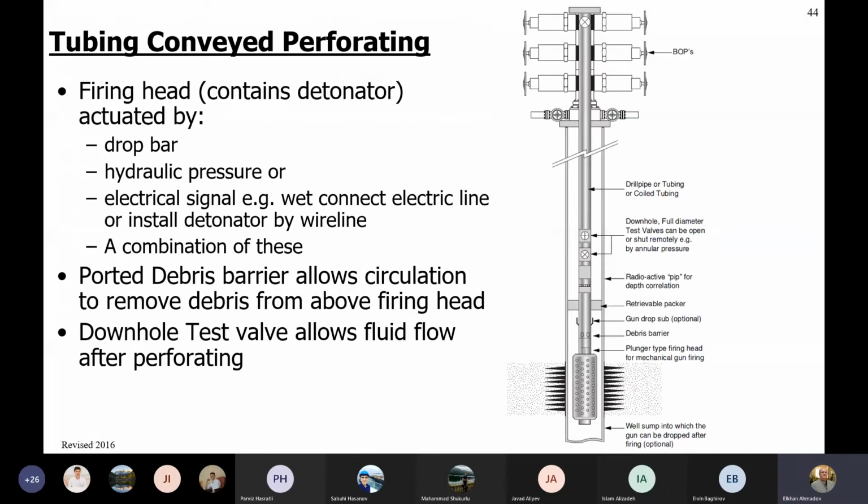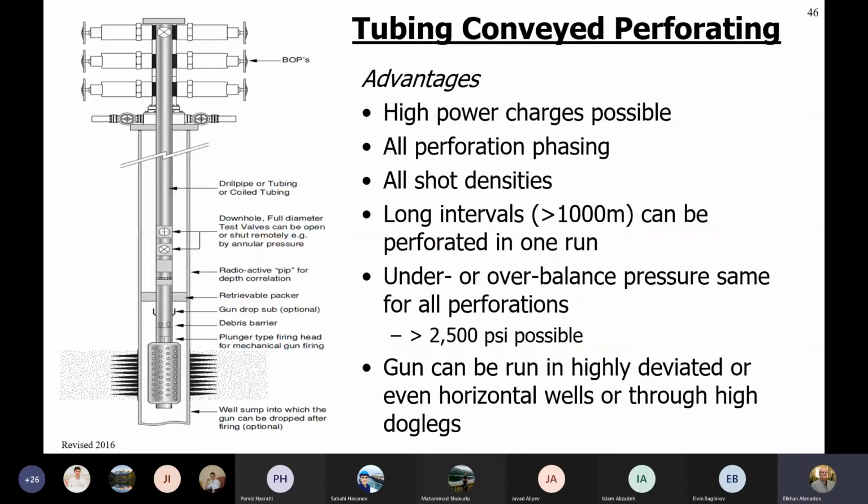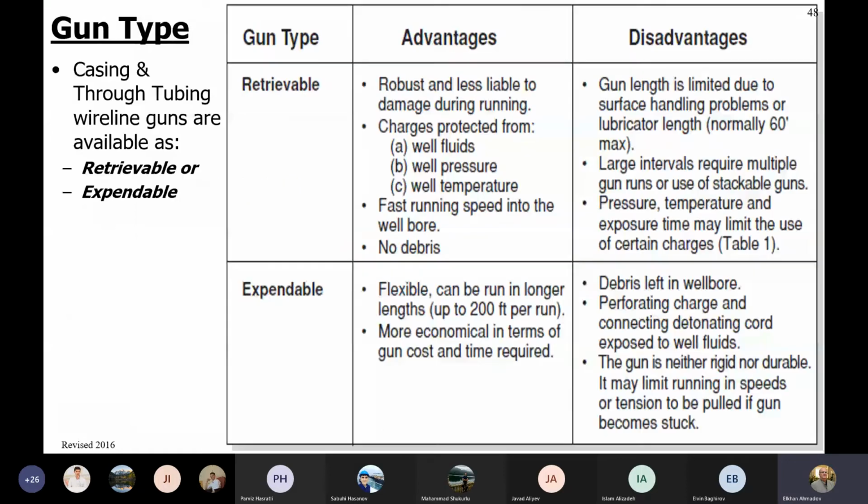and today we are going to talk about another classification, which is retrievability of the perforators or gun systems, gun tools.